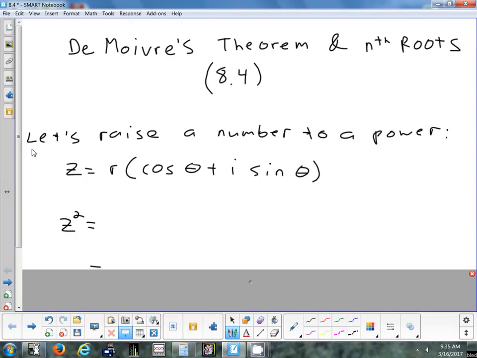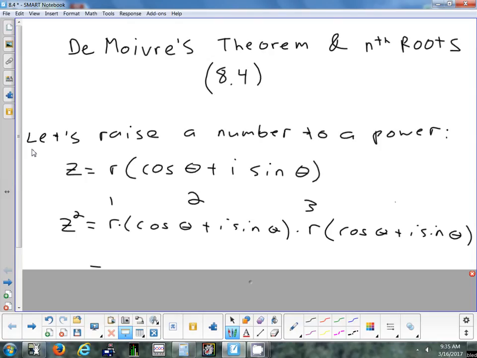All right, so what does it mean when I have z to the second power? What does that mean to do? Yeah, it means to do z times z, multiply z by itself. So I have r cosine theta plus i sine theta times r cosine theta plus i sine theta. So really here I have four factors I'm multiplying together. There's 1, 2, 3, 4. And I'm multiplying those four things together.